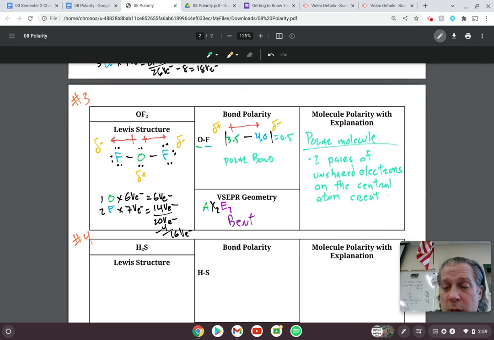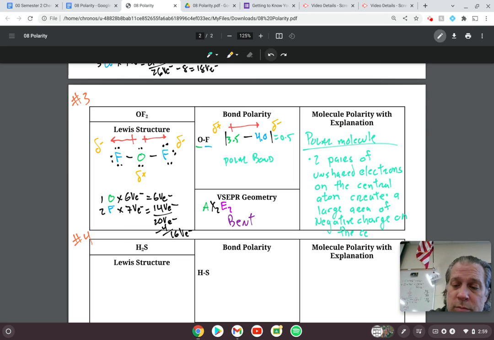create a large area of negative charge on the central atom. So not only is it a polar molecule because it has two pairs of unshared electrons on the central atom, but those two pairs of unshared electrons on the central atom create a large area of negative charge on the central atom, and that's the complete explanation you're going to be needing to write. All right, so that's the answer for OF2.